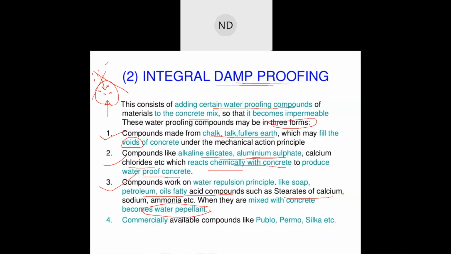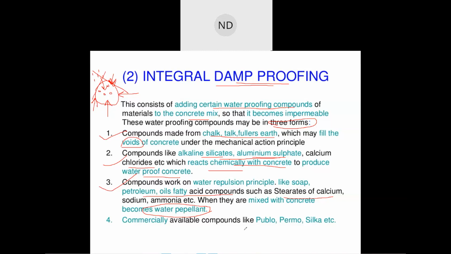Suppose you have used it in the outer surface wall. Now when it rains, this material is not going to let the rainwater or any kind of water or moisture enter inside your concrete, because they repel water and don't absorb it. These soaps, petroleum, oily fatty materials, when used with the concrete mix, are on the outer surface of the concrete wall. Suppose this is a wall, and on the outer side you have these water repulsion compounds. Your water cannot enter inside the concrete, and therefore obviously it will not produce any dampness.